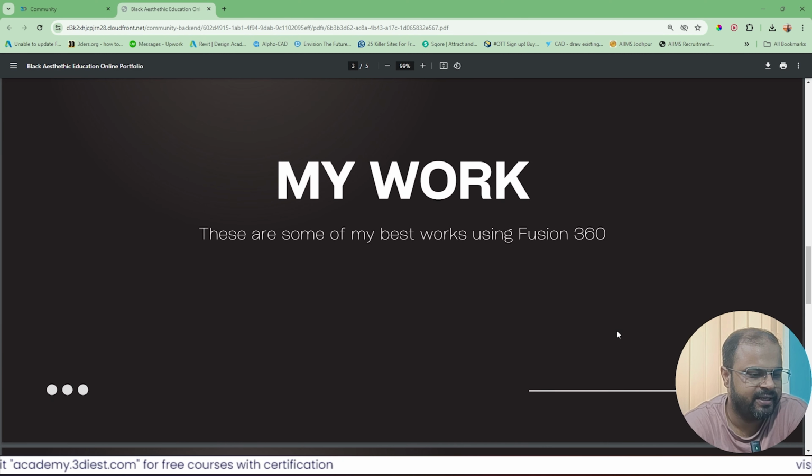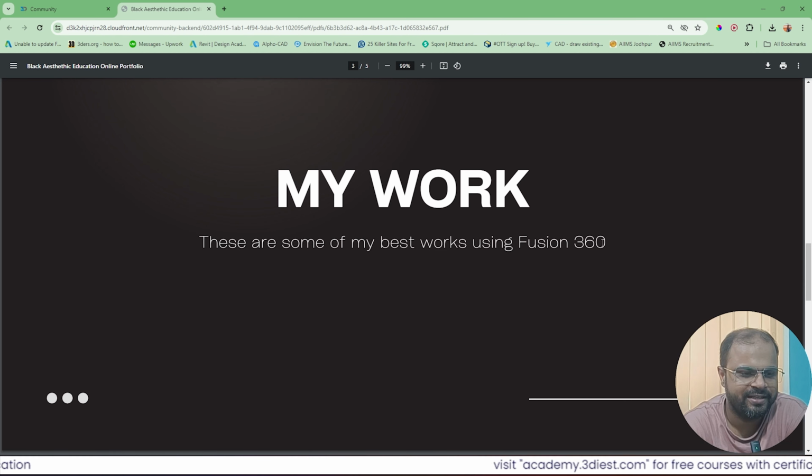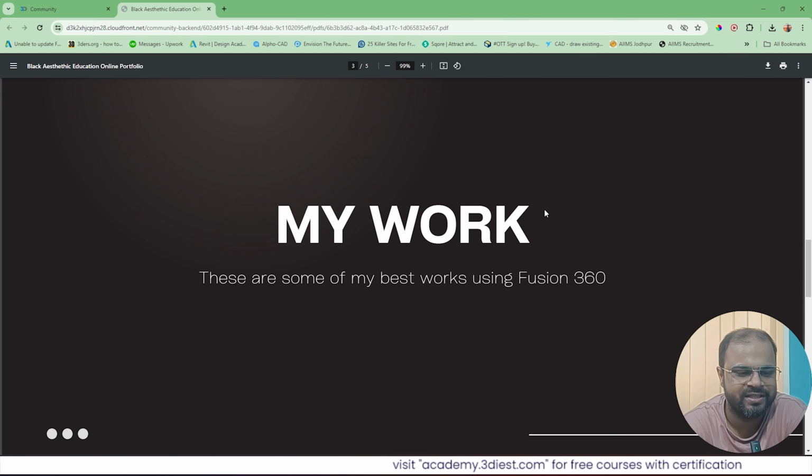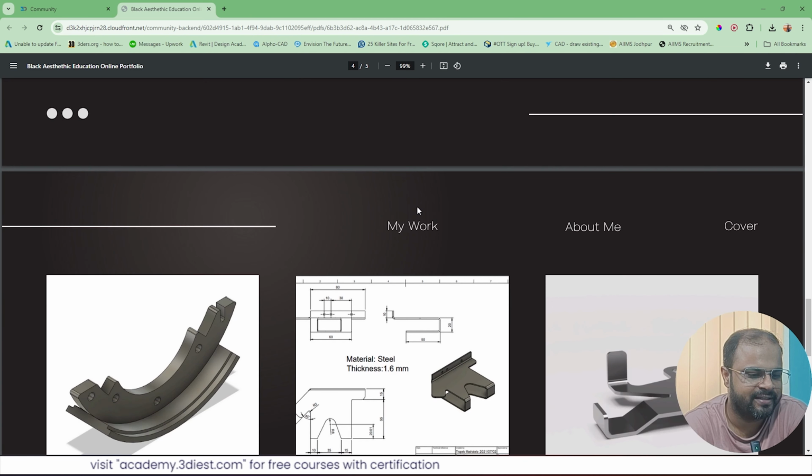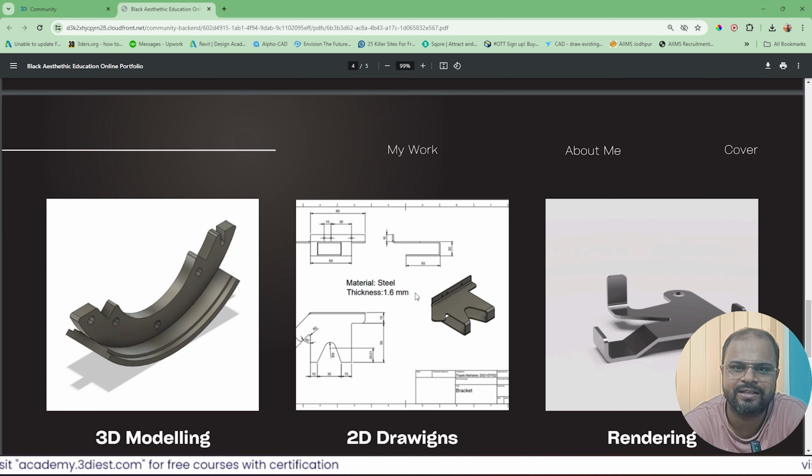On page 3, he has simply written my work, and these are some of my best work using Fusion 360. There is no need to take a single page for these two lines of text. This text can be made very small in the corner, and then he can start including all his work samples, all the snapshots he had taken of his projects, his designs, and the problems he had solved.